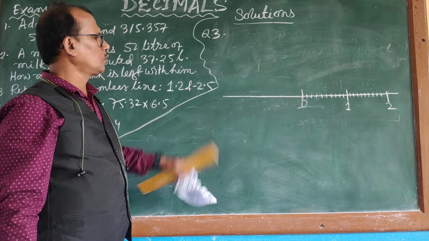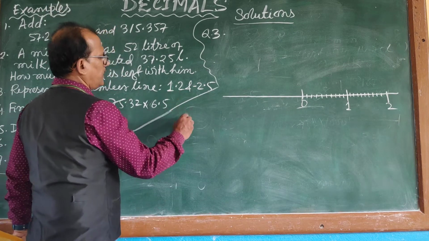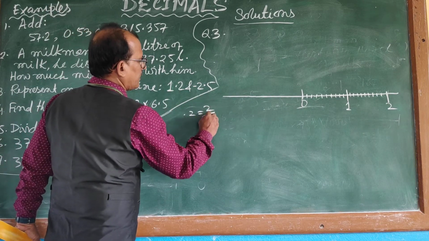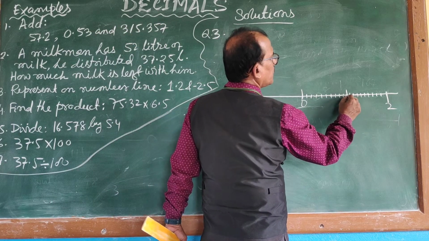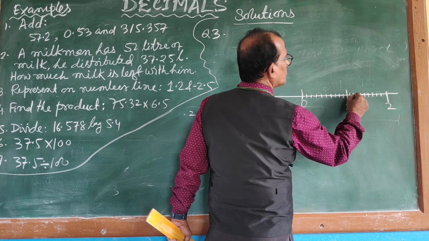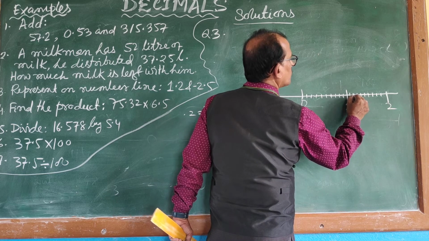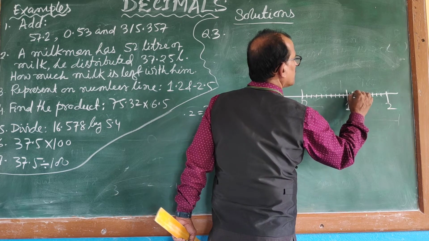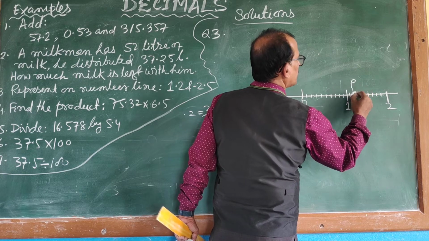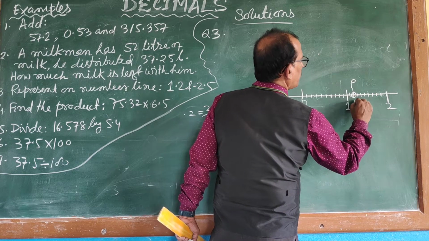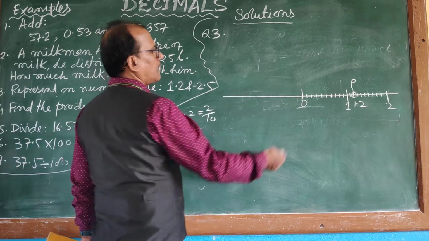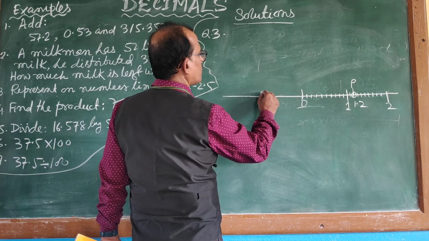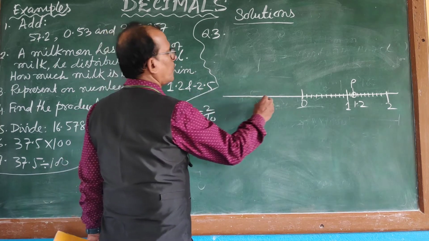Definitely 1.2: 0.2 means 2 by 10. So it is the second division between 1 and 2. So 1, 2. This will be 1.2. If this particular point is represented by P, then P will become 1.2. Hope you have understood. Similarly, this side, the negative side, minus 2.5.